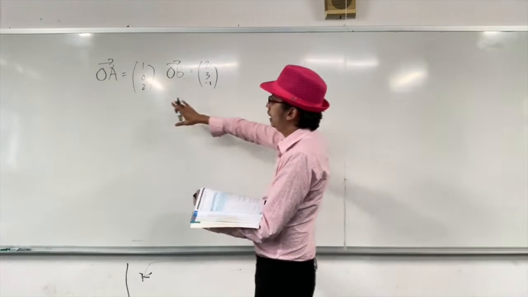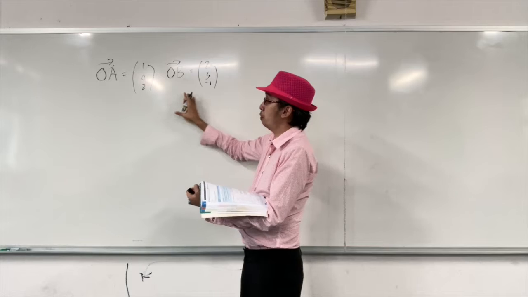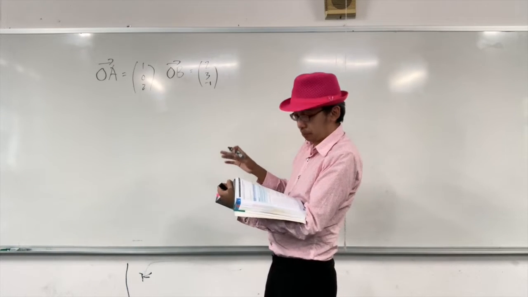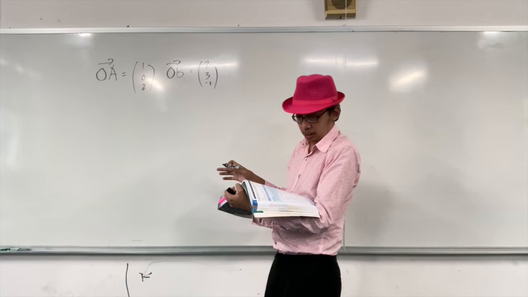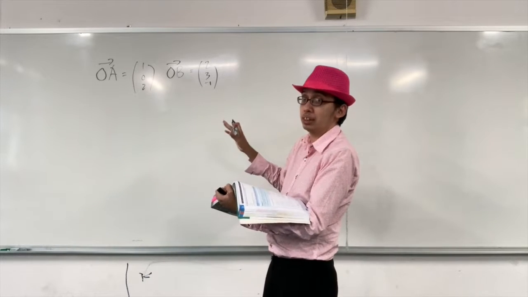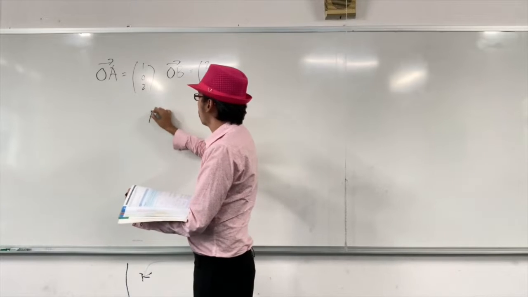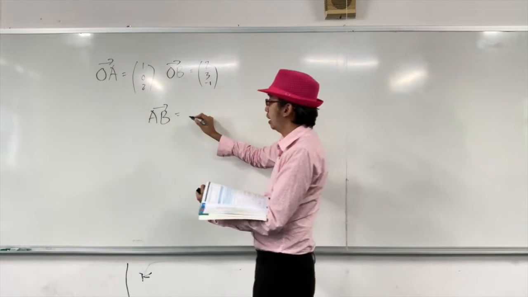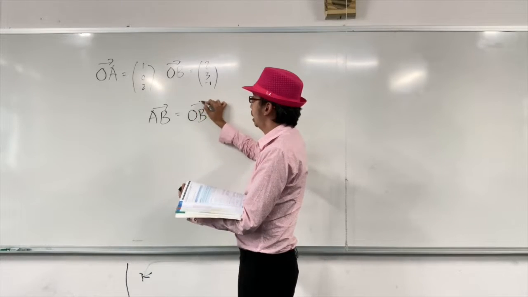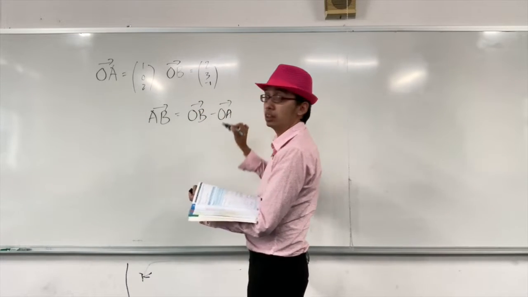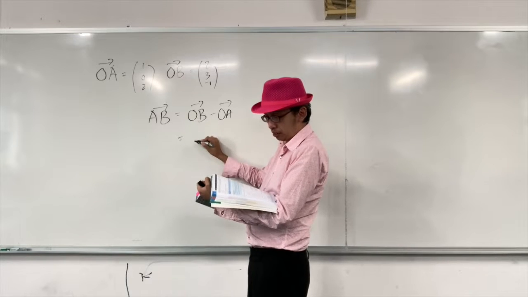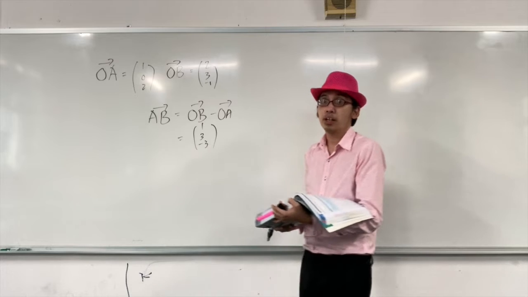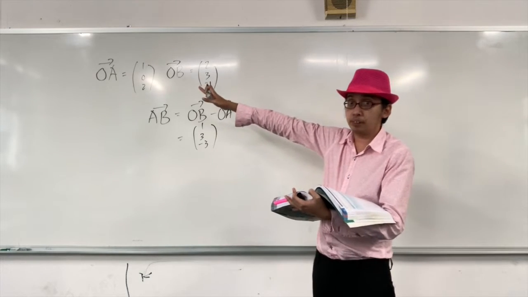I can use OA or OB to be the point on the line, but I need the direction vector. Because we are finding the line that passes through these points, the direction we can take as AB. To find AB, we are familiar, it should be OB minus OA. If you calculate correctly, it is (1, 3, -3). So we got the direction and we got one position vector.